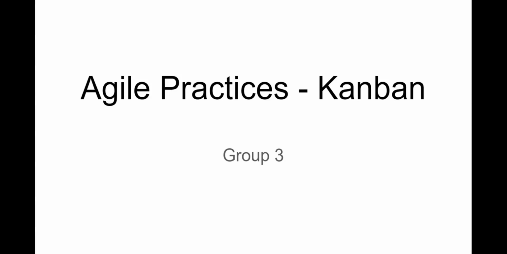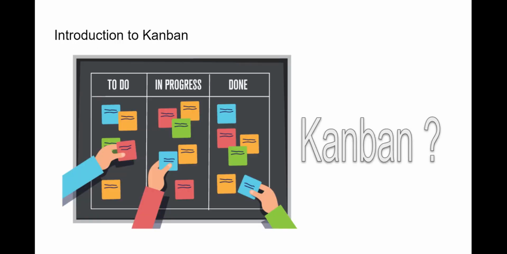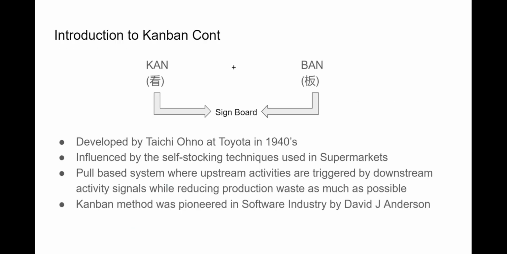To the typical question, what is Kanban? As exotic as it sounds, Kanban originates in Japan. So the word Kanban comprises two Japanese words, kan and ban, which together mean signboard in English. Roots of Kanban go back to the 1940s, and it was originally developed by Taiichi Ono at Toyota for a manufacturing scheduling system. It was influenced by self-serving techniques used in supermarkets at that time.